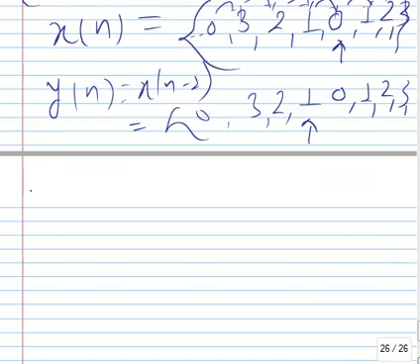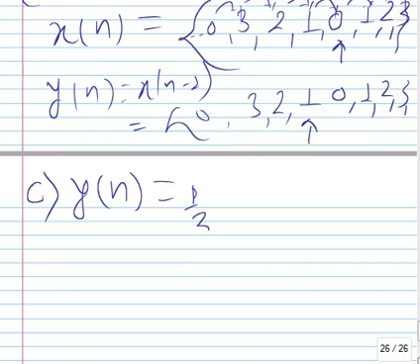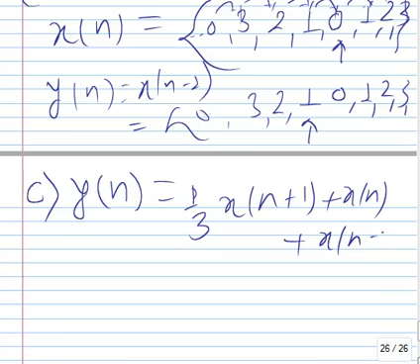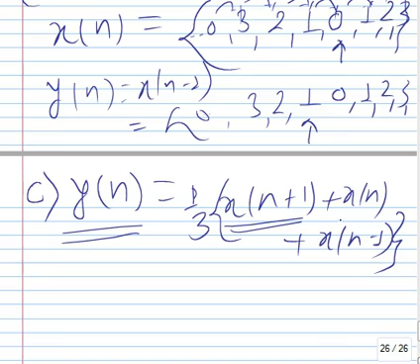Now suppose a third system whose output y[n] is given as 1/3 (x[n+1] + x[n] + x[n-1]). So this is the system characteristic given by this equation. In order to find y[n] we need three things: x[n+1], x[n], and x[n-1]. So first of all I write x[n].